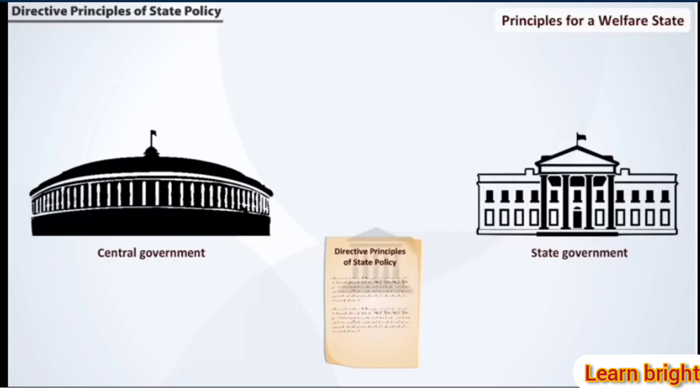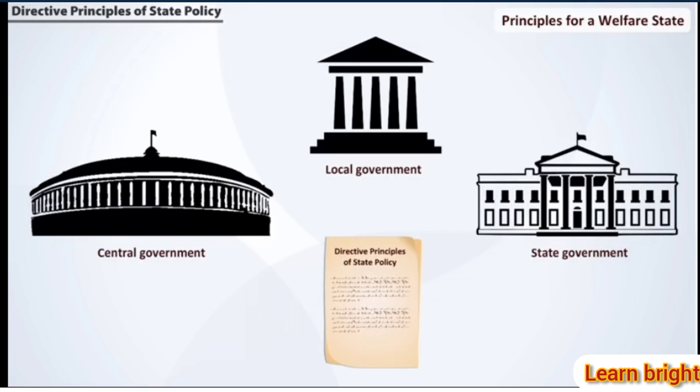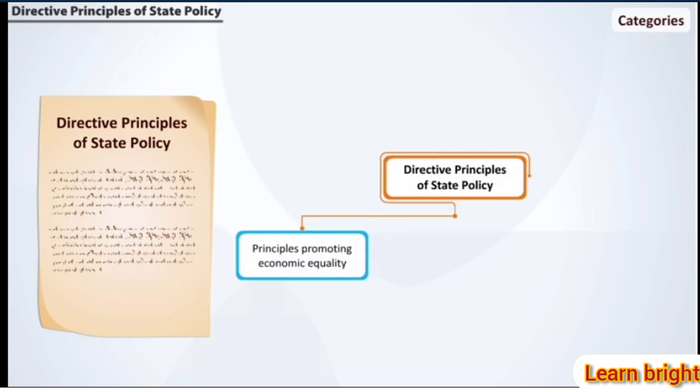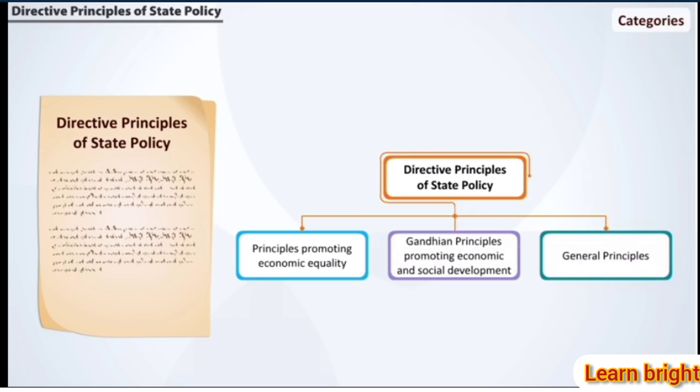The central, state and local governments are expected to follow them to ensure every citizen has basic economic and social rights. The Directive Principles of State Policy are divided into three categories. They are Principles Promoting Economic Equality, Gandhian Principles Promoting Economic and Social Development, and General Principles.